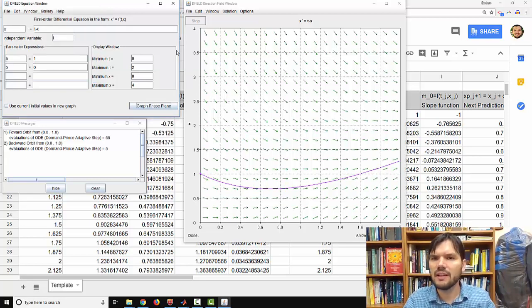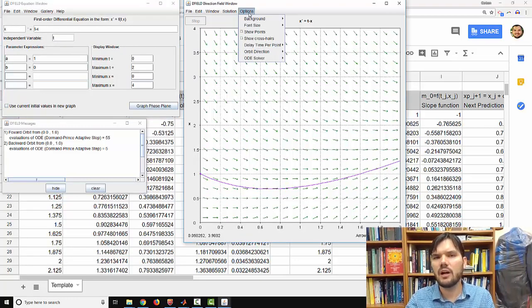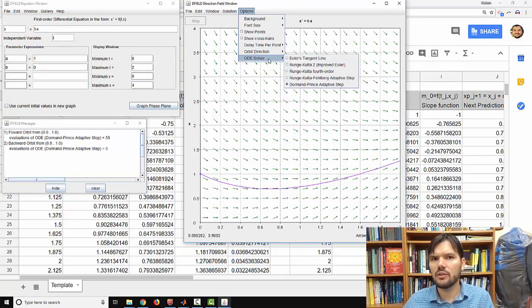Now, what kind of approximation is it? We talked about Euler's method. We talked about improved Euler's method. If you go to options and scroll down to ODE solver, you can see what kind of numerical methods this D field applet can use. The one that's selected by default is called the Dormand-Prince adaptive step, which is a 5th order averaged with a 6th order numerical method that's built upon the Runge-Kutta framework. It's a lot more complicated than what we're talking about here.